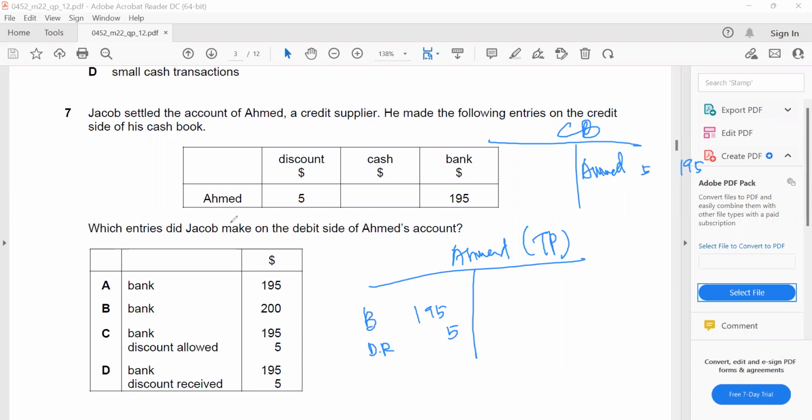So which entry did Jacob make in the debit side of the Ahmad account, which is this one? So in the debit side, he will record bank, discount received. So the answer should be D.